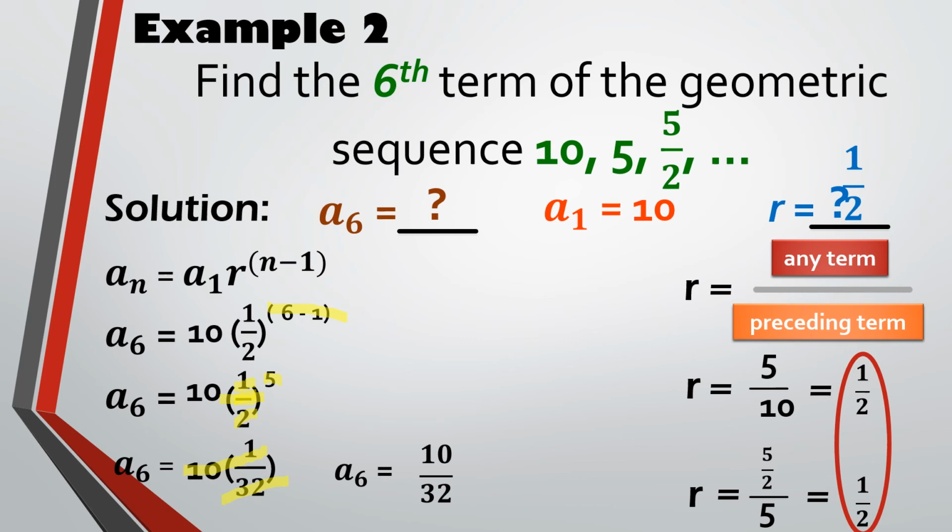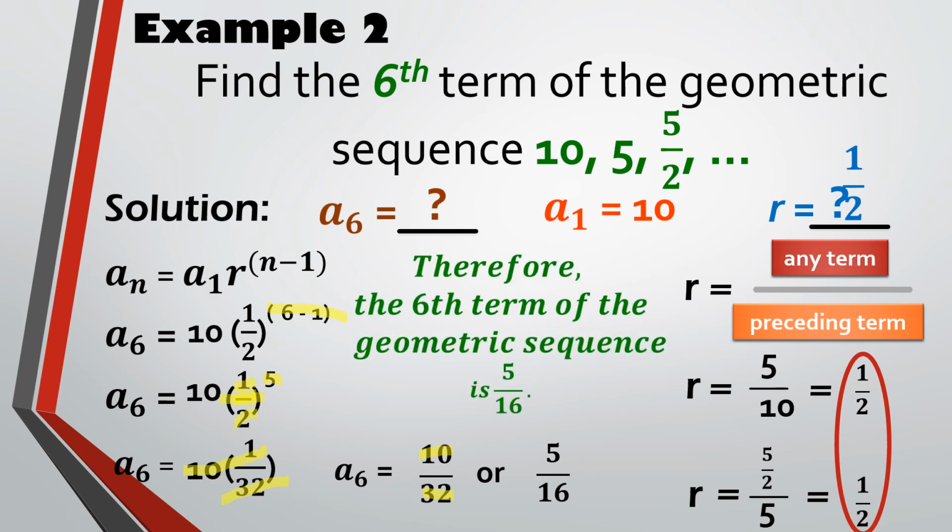But we still need to simplify this one because 10 and 32 are divisible by 2, right? So you divide both the numerator and the denominator by 2. That will become 5 over 16. So our final answer is a sub 6 is equal to 5 over 16. Therefore, the sixth term of the geometric sequence is equal to 5 over 16.